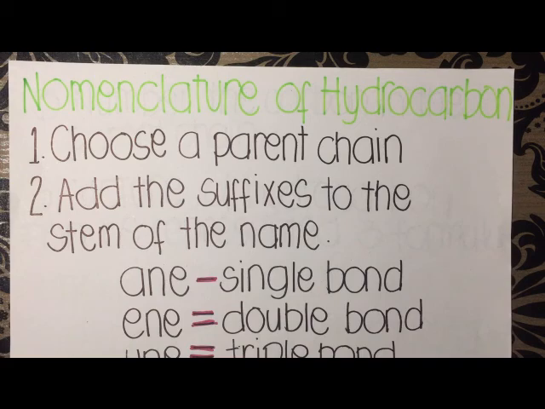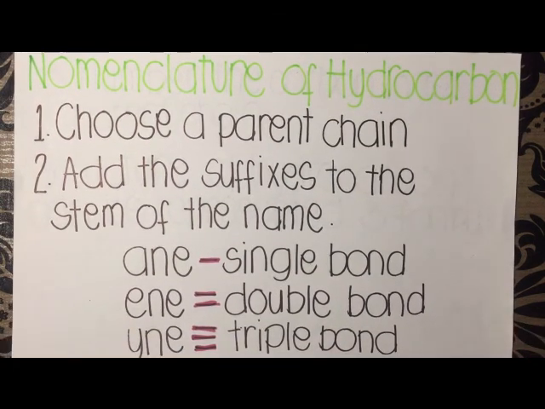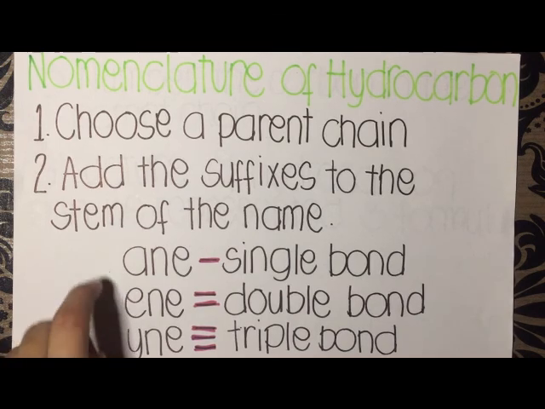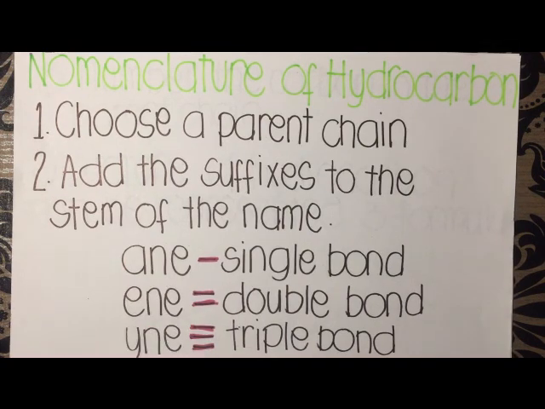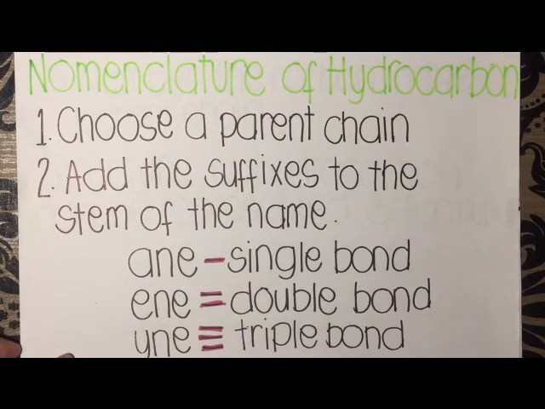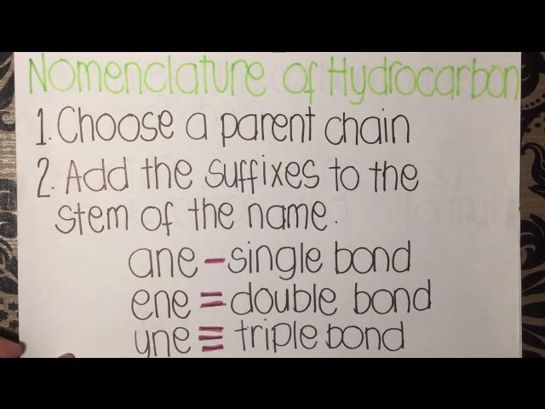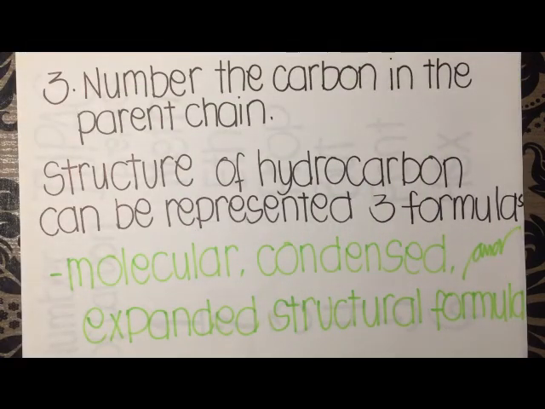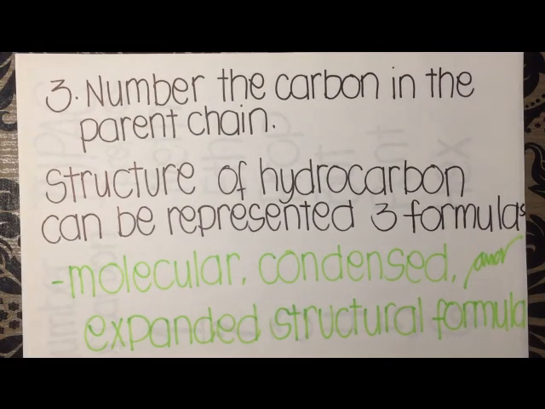So, ano ba yung unang-unang gagawin bago i-represent yun sa different structural formula? First one, you have to choose a parent chain. Second, add the suffixes to the stem of the name. Okay? Sige, isa-isahin natin yan. A-N-E if it is single bond, E-N-E if it is double bond, and Y-N-E if it is triple bond. Remember, alkane, alkene, and alkyne. Ilalagay natin to as suffixes or at the end of the name of the carbon or the parent chain. Third, number the carbon in the parent chain.